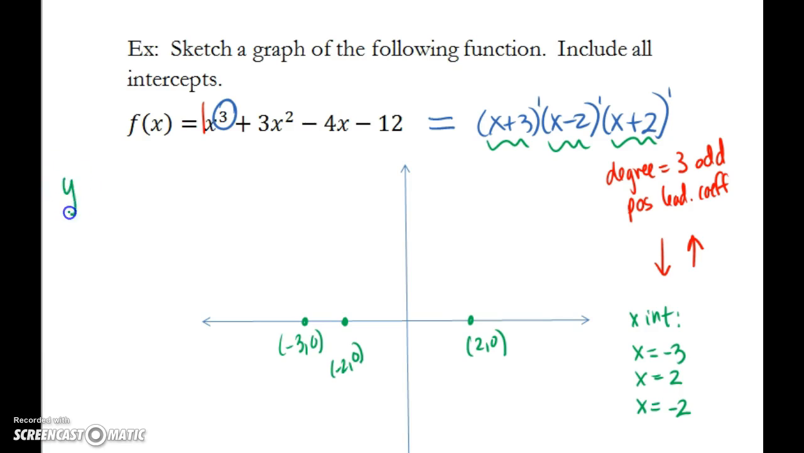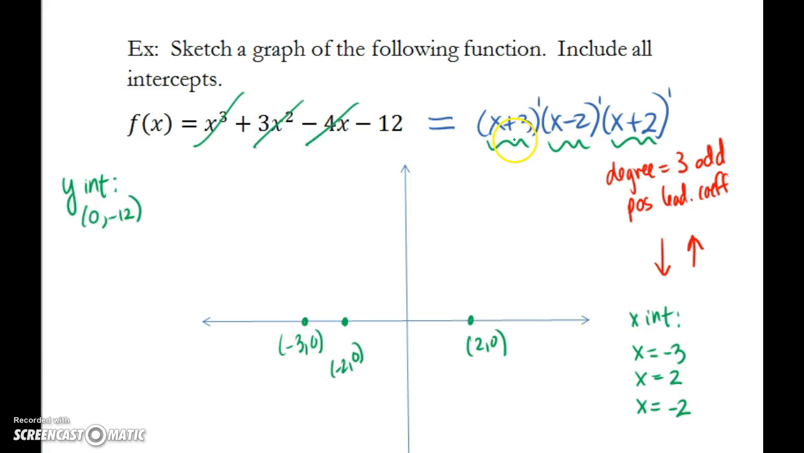All right, let's find our y-intercept. Now our y-intercept we can get by plugging in 0 for x. Where is it easier to plug in 0? If you plug it into your original polynomial, if you plug in 0, this is 0 to the third, 3 times 0 squared, and 4 times 0. Those all are basically 0, so you're left with -12.